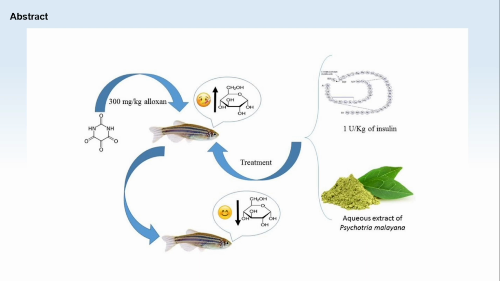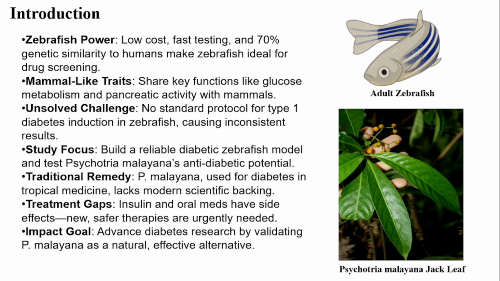This figure represents the abstract of the study. This study aimed to establish an optimized protocol for inducing type 1 diabetes in zebrafish, and through that, evaluate the anti-diabetic activities of the Psychotria malayana leaf extract. This paper uses the adult zebrafish as an animal model to study the diabetic condition. So why are we choosing the zebrafish?